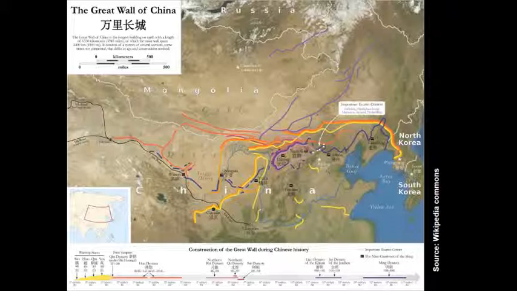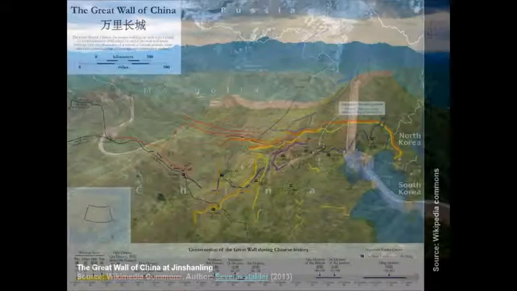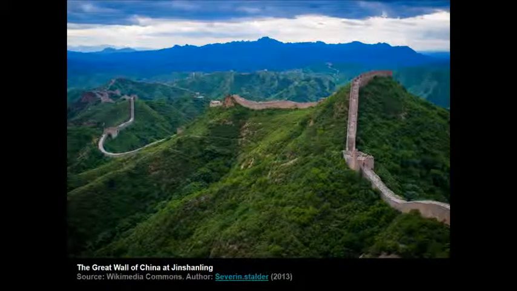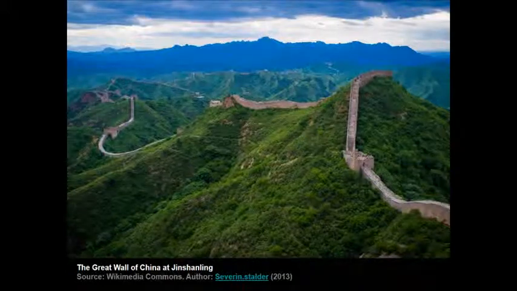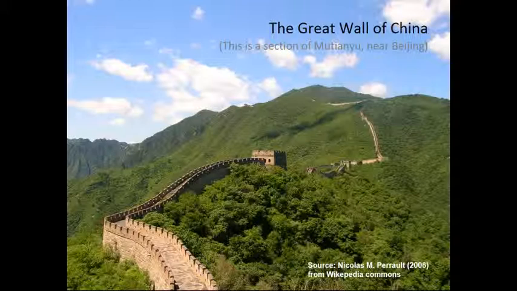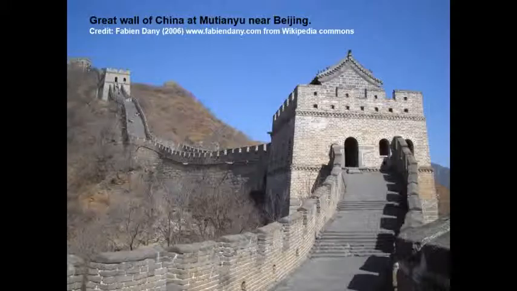Another World Heritage Site being the Great Wall of China. Actually, the Great Wall of China has a very complicated history to it. This map just shows different stages of it being constructed. Here are some images of famous sections that are still in good shape, and a section near Beijing, which is one of the ones that tourists particularly go to, and it's really well maintained.